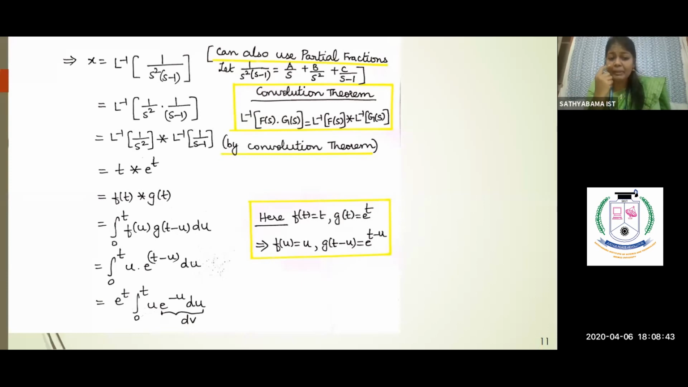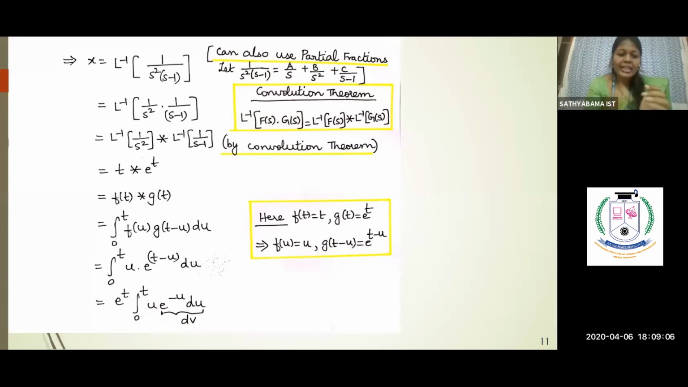So what is e power t minus u? It is e power t into e power minus u. So you can take that e power t outside because it's a constant, because u is the variable. Okay, I hope you understood. e power t is a constant because of du. See, if the integral says du, what does that mean? u is the variable and it's a single integral. So t is a constant. That's why we're taking e power t outside.